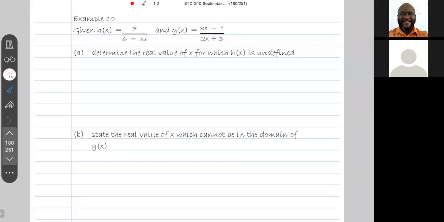So let's have a look at example 10. Example 10 says, given that h of x is equal to 7 over 6 minus 3x, and g of x is equal to 3x minus 1 over 2x plus 3, we're to determine the real value of x for which h of x is undefined.